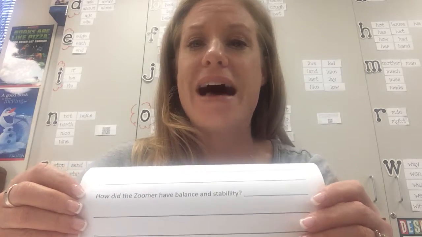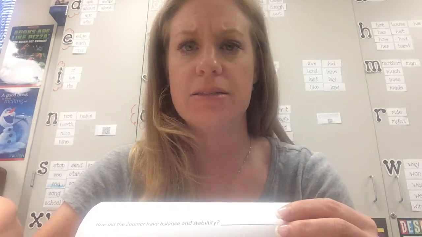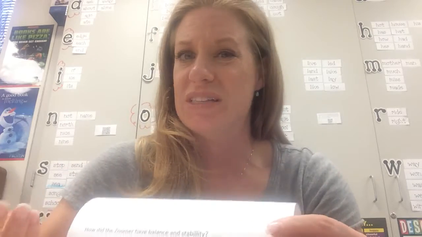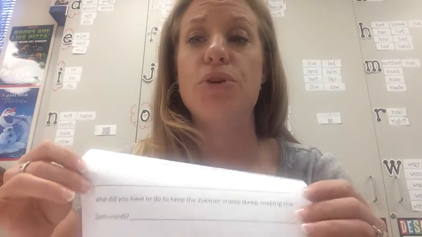Okay, the second question you need to answer is, how did the zoomer have balance and stability? So while you were spinning it, how did it have balance? Did it have balance? Was it stable? So I want you to try to answer that question right here. So go ahead and pause the video, answer the question, and when you're ready for the last one, go ahead and turn it back on.